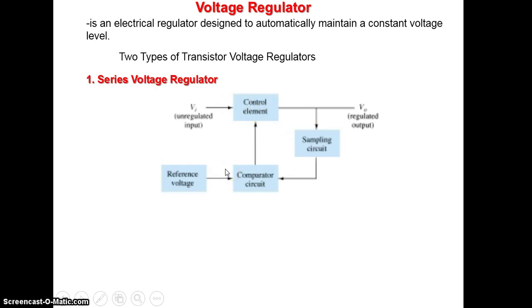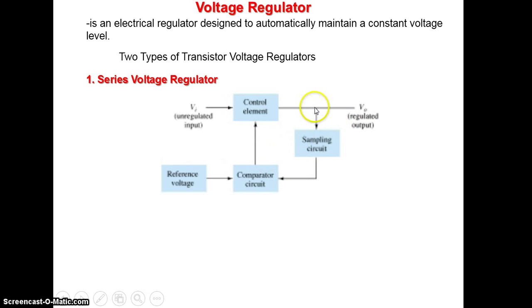Now the basic idea behind the operation of a voltage regulator is this: if you want a fixed output voltage, and by any chance your output voltage tries to decrease, suppose you want 5 volt regulated output voltage, and for any reason, due to input voltage variation or load variation, the output voltage is reduced, say you are getting around 4.5 volt, but you want a perfect 5 volt at the output. In that case, the comparator circuit provides a control signal to cause the series control element to increase the output voltage to 5 volt.